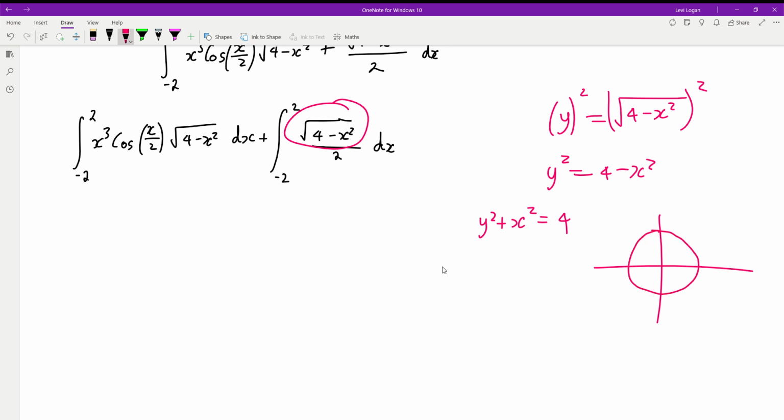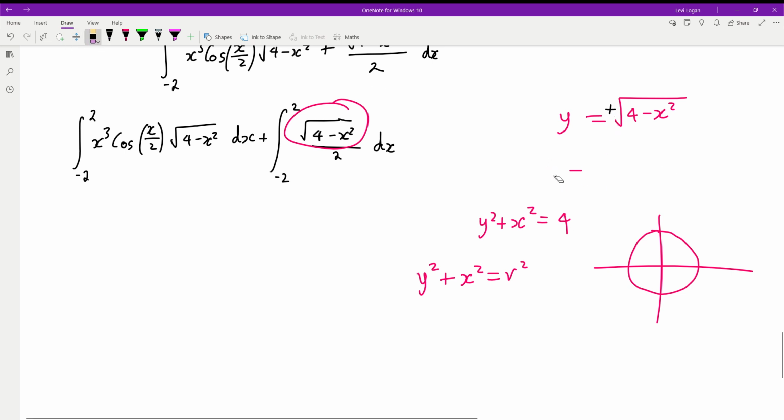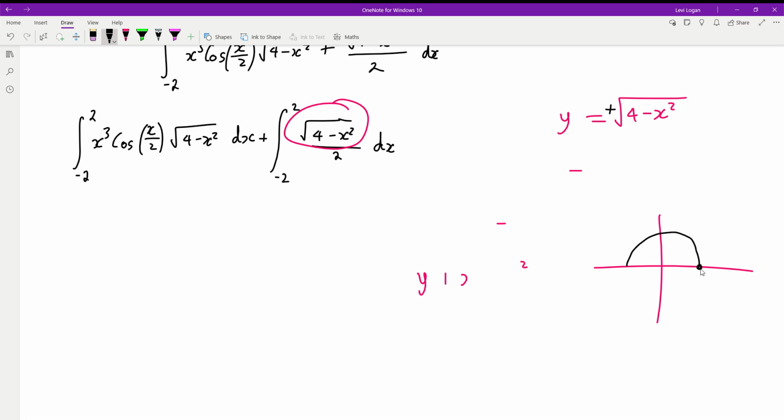Because the general formula for a circle is y squared plus x squared equals r squared. So if you square root 4, it'll give you the radius, so the radius is 2. However, this is only the top half of a circle, because when you take the square root of both sides, you need to do a plus or minus here. However, there's only a plus, so we can only assume it's half the circle. So what we have in this scenario is just the top half of this circle. This is from -2 to 2.